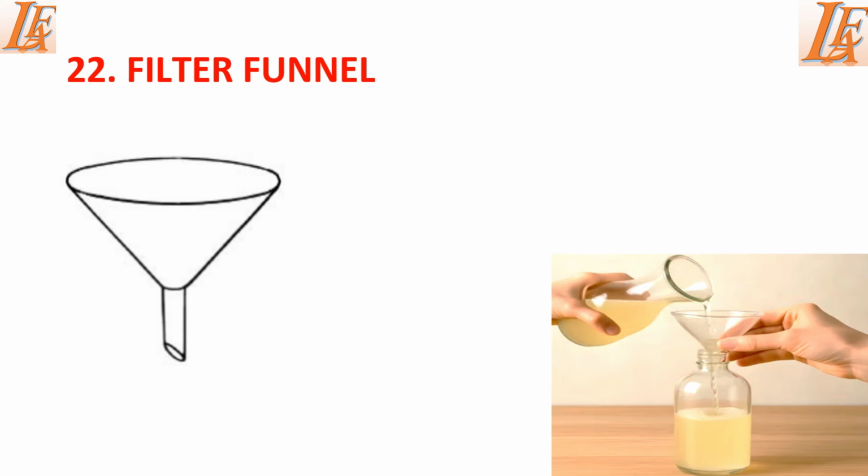Another apparatus that we have is a filter funnel. And a filter funnel is a conical glass. Sometimes it can be made of plastic, and it has a very narrow stem. So this one here is conical in shape, and then it has a stem. This is a stem which is very narrow. So this is how a filter funnel looks like.